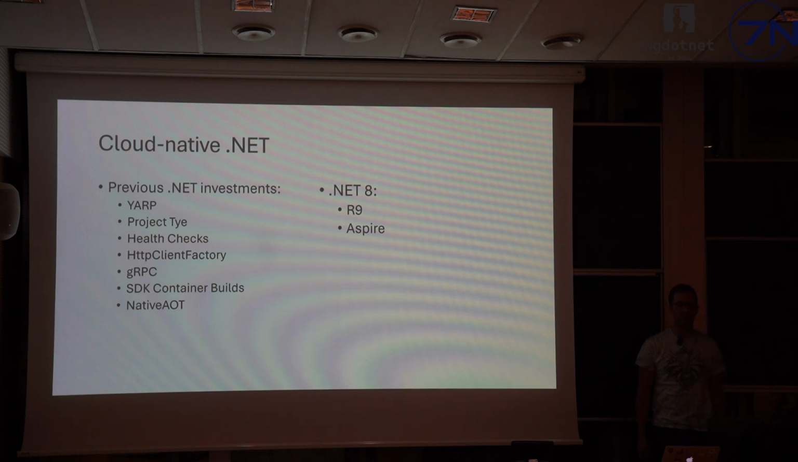So, cloud native. .NET is investing heavily in cloud native, mainly because we want to stay relevant. We don't want .NET to be perceived as a framework for building desktop apps. Because of that, over the last few years, we have been heavily investing in things like YARP, yet another reverse proxy, and ASP.NET introduced the concept of health checks and HTTP Client Factory. We have a super fast gRPC implementation that is beating Go. In .NET 7, we also invested a lot in native AOT and in SDK container builds. In .NET 8, our main focus was on R9 and Aspire.